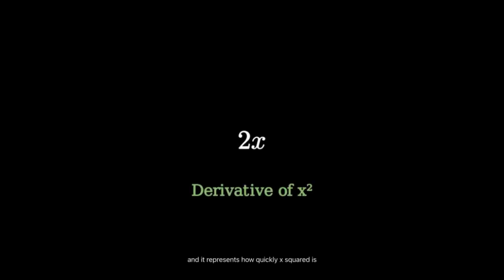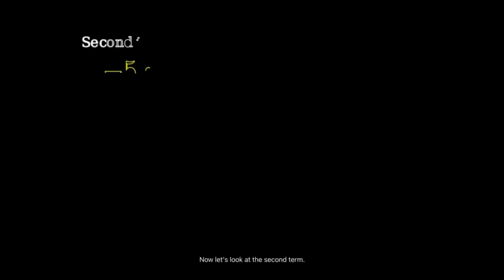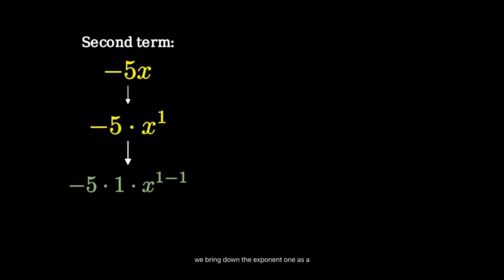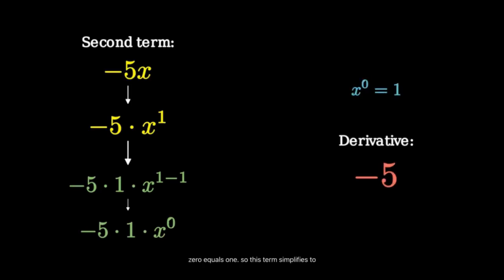This is the derivative of our first term, and it represents how quickly x squared is changing at any given point. Now let's look at the second term, which is negative 5x. We can think of this as negative 5 times x to the first power. When we apply the power rule here, we bring down the exponent 1 as a coefficient, which gives us negative 5 times 1, and then x to the power of 1 minus 1, which is x to the power of 0. Remember that anything raised to the power of 0 equals 1, so this term simplifies to negative 5.